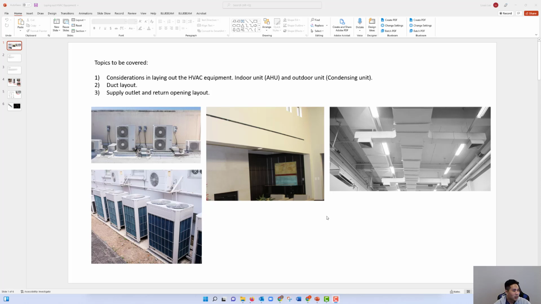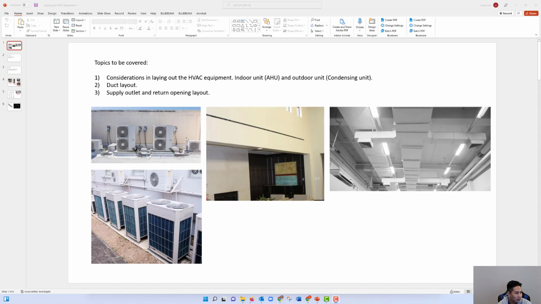Alright, in today's video we're going to talk about how to lay out HVAC equipment. So we're going to talk first about the indoor units, which is commonly designated as AHU, which stands for Air Handling Unit, and also the outdoor units, which are the condensing units. So this is what a condensing unit typically looks like.